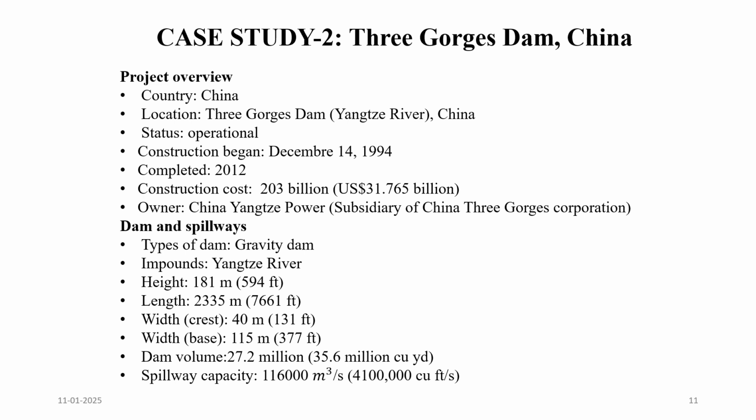Here we discuss the second case study: Three Gorges Dam in China. Project overview. Country China. Location Three Gorges Dam, Yangtze River, China. Status operational. Construction began December 14, 1994. Completed 2012. Construction cost $203 billion, US dollar 31.765 billion.